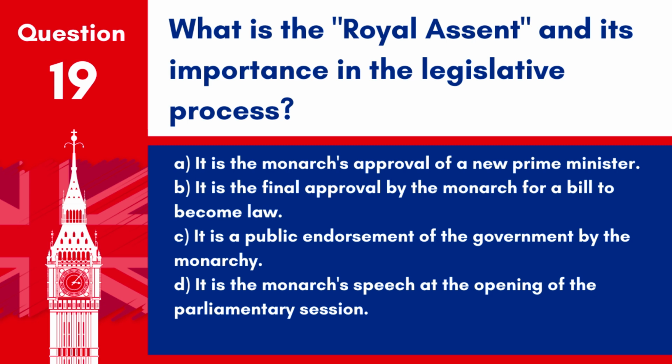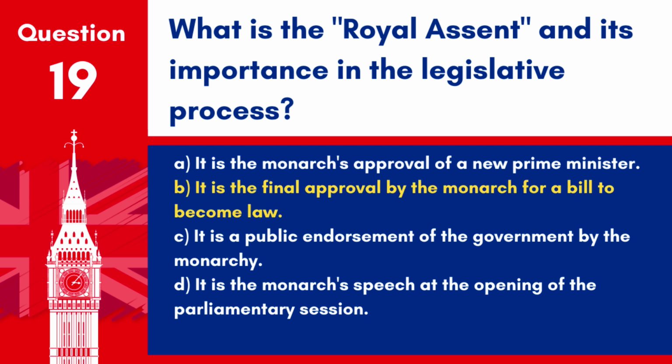Question 19. What is the royal assent and its importance in the legislative process? A. It is the monarch's approval of a new prime minister. B. It is the final approval by the monarch for a bill to become law. C. It is a public endorsement of the government by the monarchy. D. It is the monarch's speech at the opening of the parliamentary session.